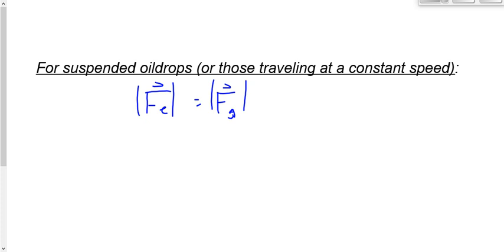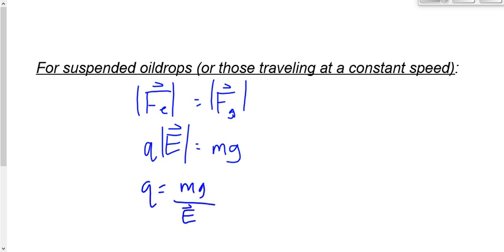Now, if you remember from Unit 2, your electricity unit, the electric force is Q times E, the electric field, and the gravitational force is M times G. Millikan would have rearranged this equation, solved for the charge, remember, not the charge of an electron, but the charge of an oil droplet.